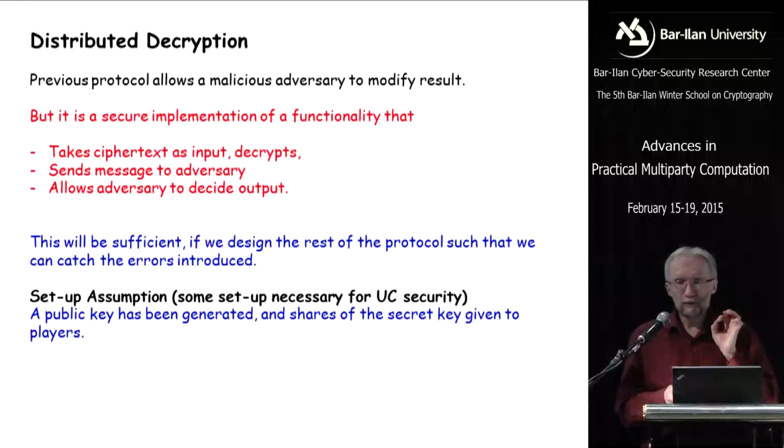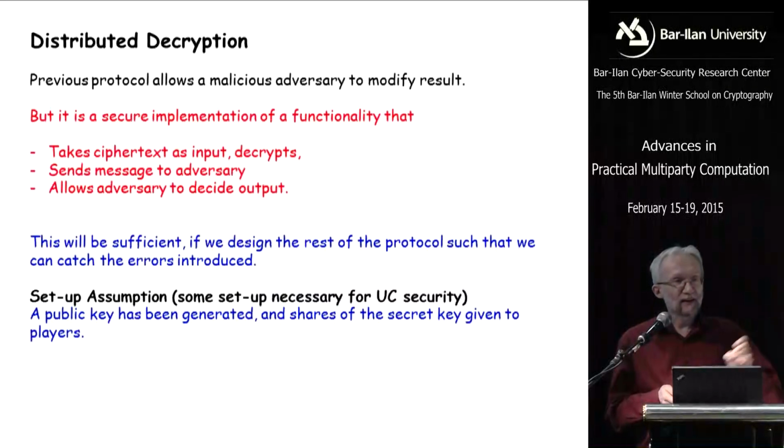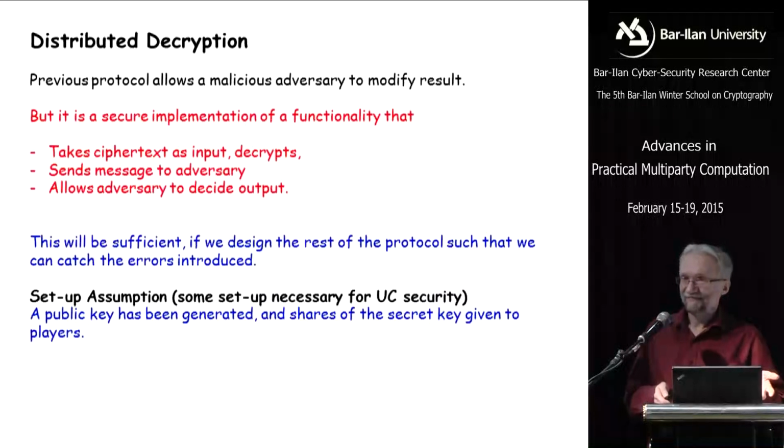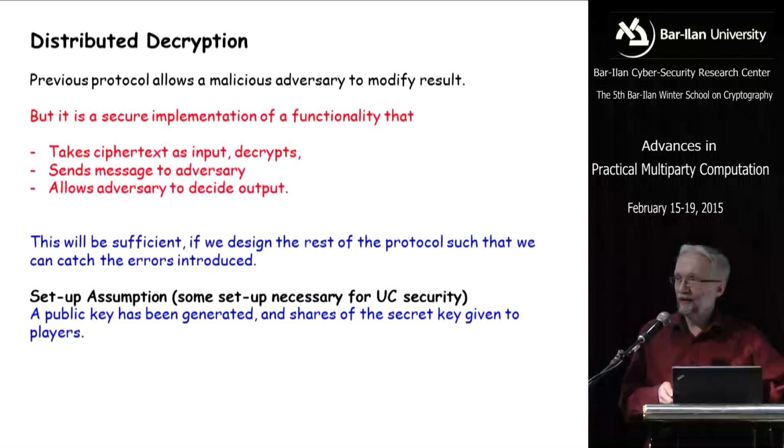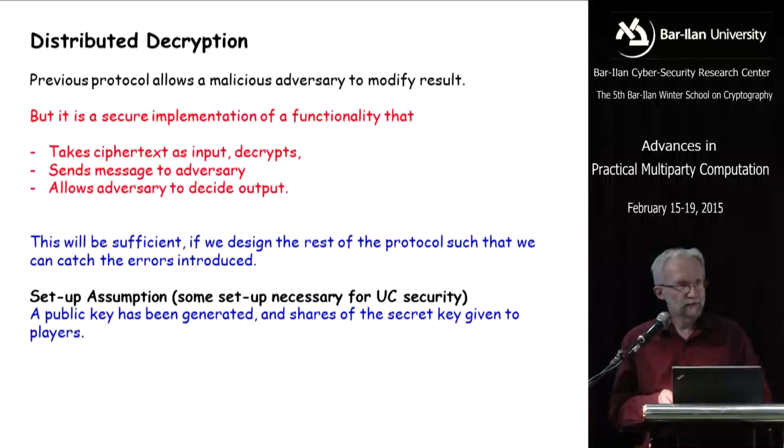It is, however, a secure implementation of a different functionality, namely a functionality that takes the ciphertext as input, decrypts, sends the message to the adversary, and allows the adversary to decide the output. This is what this protocol would be doing if we allow people to be malicious. If you add in an error, it's just like modifying the message. This doesn't sound like much of a help, but it will still be sufficient for us. If we redesign the rest of the protocol such that we can catch those errors that are introduced this way, then we'll still be fine.